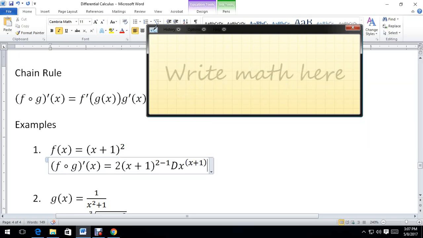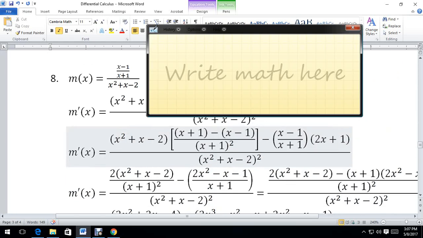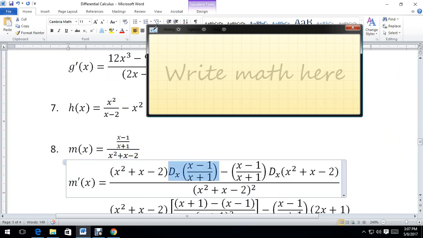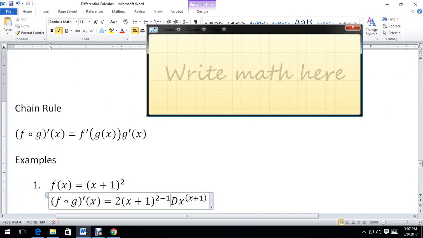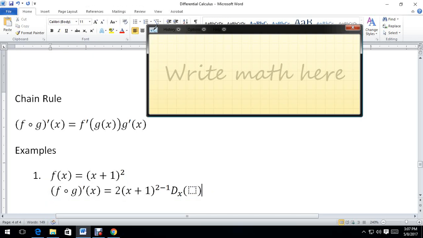You have 2(x+1). Again, you bring down 2 beside your base x plus 1. Copy the base. You subtract 1 from the exponent, 2 minus 1. Then you multiply that with, let's copy the proper symbolism, the derivative of the inner function, which is our base x plus 1.